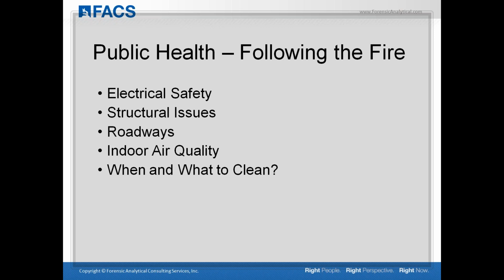Other issues that people need to take into consideration after a fire or wildfire event are potential electrical safety issues and structural issues. Is it safe to drive in certain locations, especially those within the fire perimeter? And again, the indoor air quality, and when and what to clean.